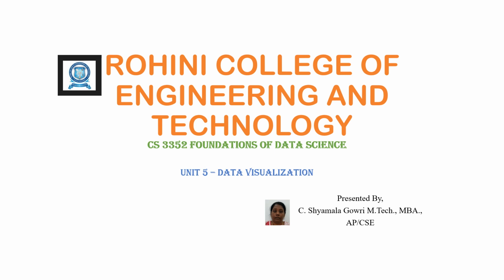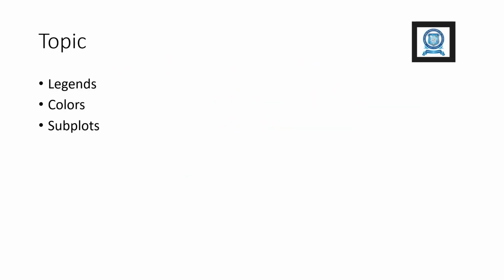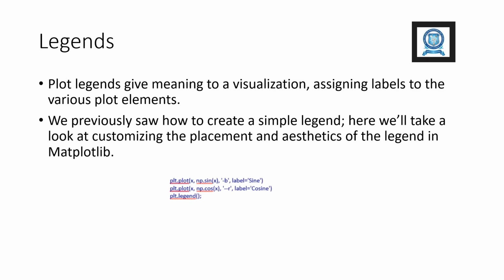Subject code CS3352. Subject name Foundations of Data Science. Unit 5 Data Visualization. The topics to be presented here are legends, colors, and subplots.